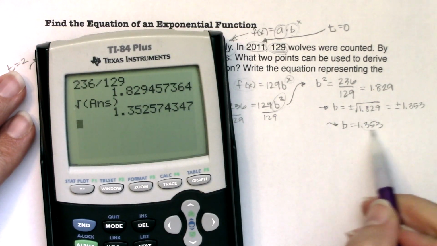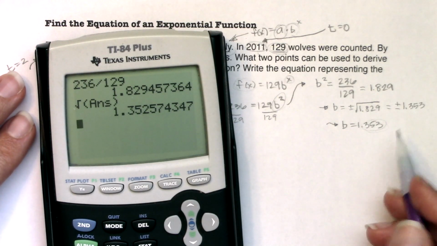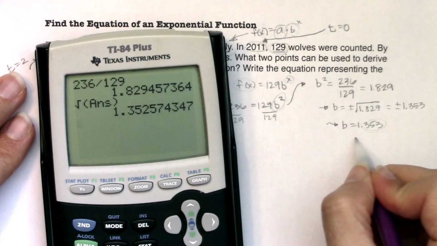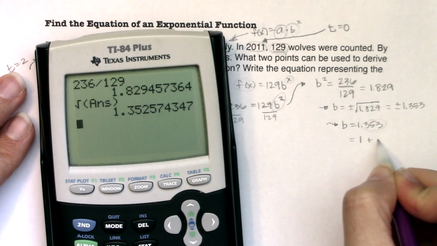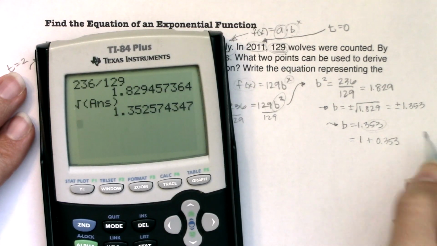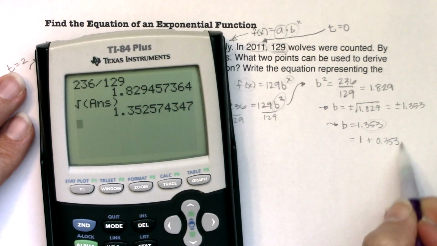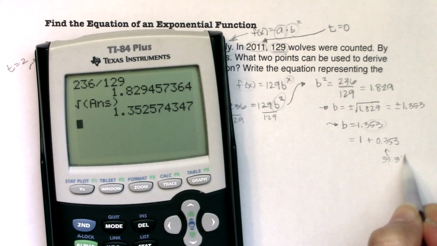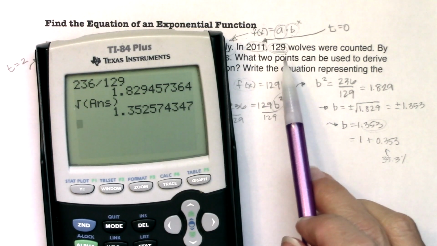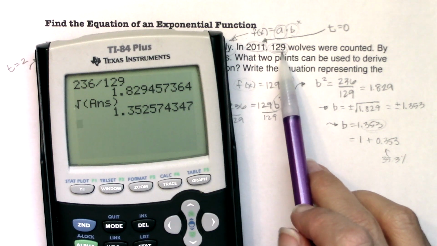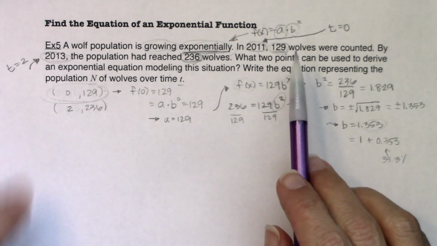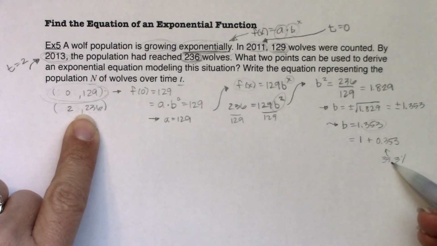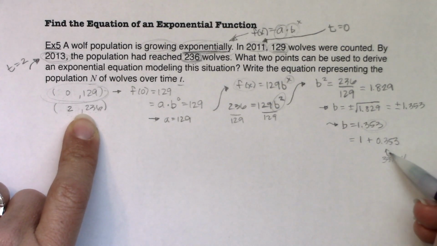If we want to break this decimal down, I could write this as 1 plus 0.353. The reason I'm doing that is if I think about this decimal as a percentage, it is about 35.3%. So what's happening to the wolf population from 2011, where we had 129 wolves, to 2013, where we had 236? The wolf population is increasing by about 35% a year.